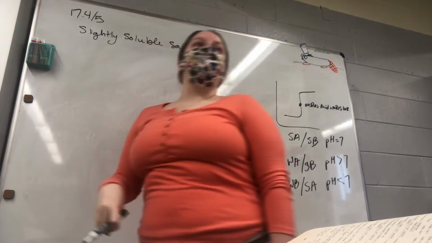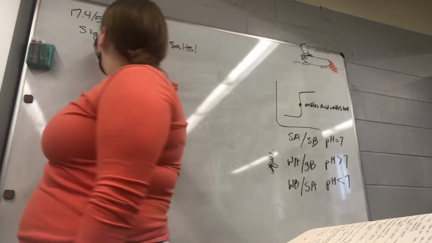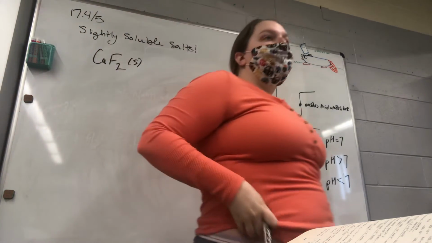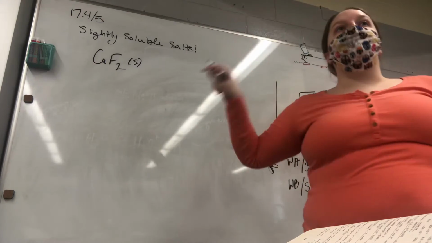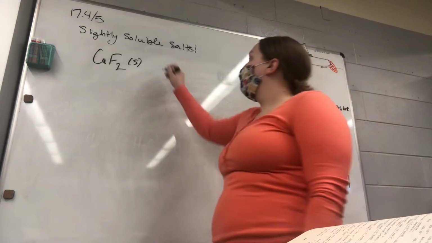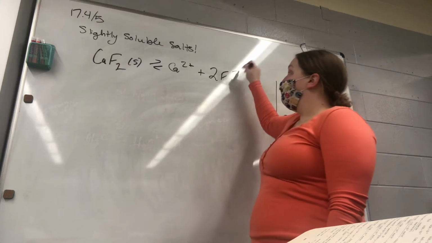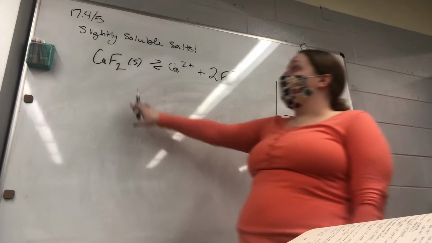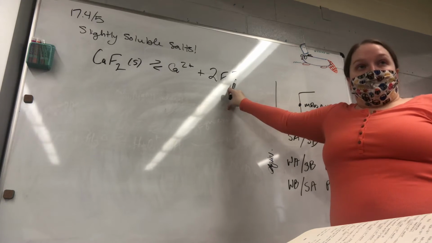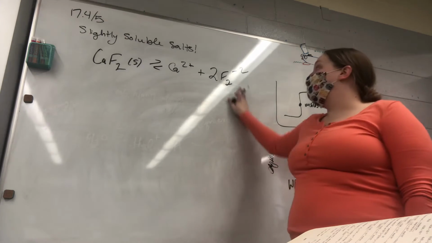All right, slightly soluble salts. First things first, we have to be able to write a reaction. So if I give you a slightly soluble salt, you can tell me what it should dissociate into, right? What should this one break down into? Please don't forget that the number of atoms you have on this side has to equal the number of atoms you have on this side. Don't do this. Please, please don't do that.